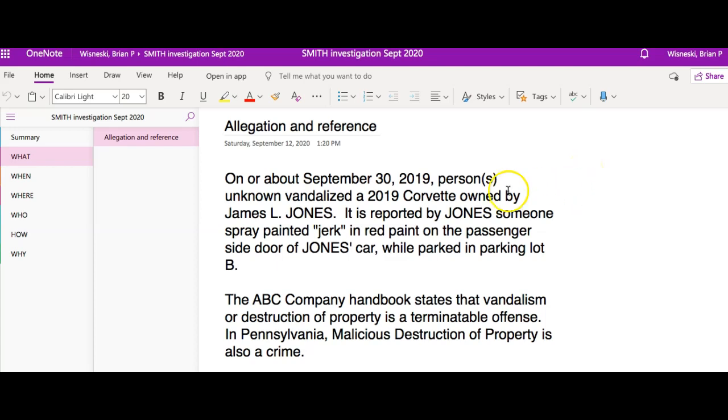Now, I go to my what, and here's my what. On or about September 30th, persons unknown vandalized a Corvette owned by Jones. Reported Jones, someone sprayed "jerk" on the side of the car in paint. The company handbook states that vandalism is an offense, and malicious destruction of property is also a crime in Pennsylvania. I have my what.